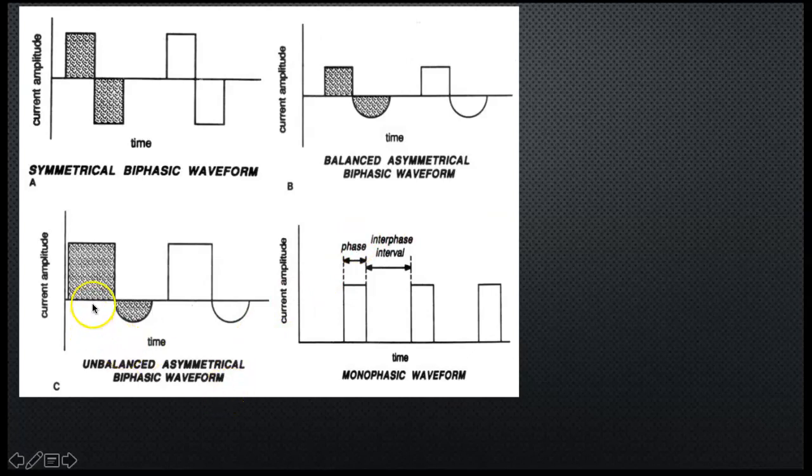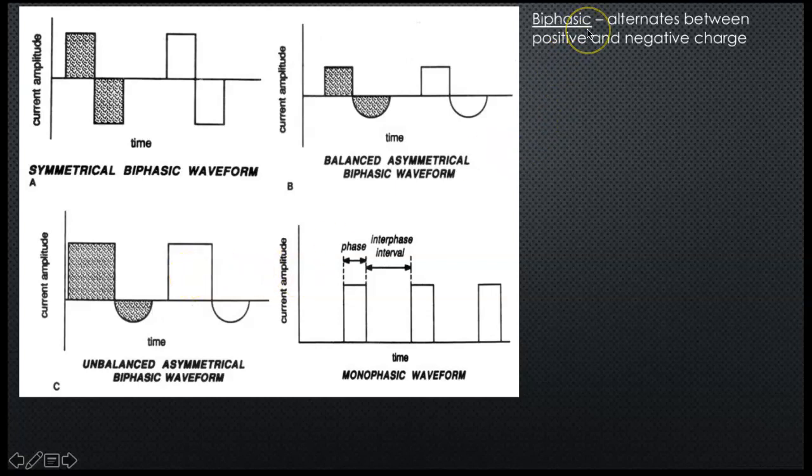Down here, they're unbalanced, right? So we have biphasic. It's going up into the positive and down to the negative, so that's biphasic. It's asymmetrical because these little shapes do not match at all. And they're unbalanced. The area of this giant rectangle is much bigger than the area of this little semicircle. So that's going to leave a positive charge in the body because the positive is greater than the negative. Okay?